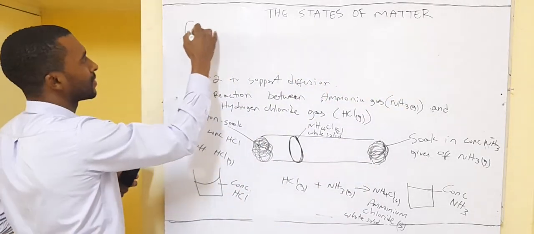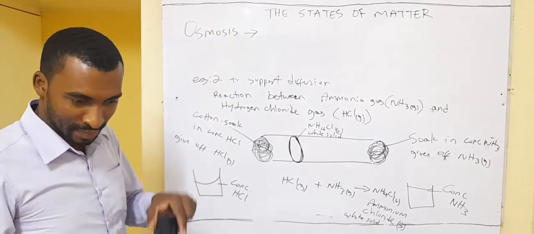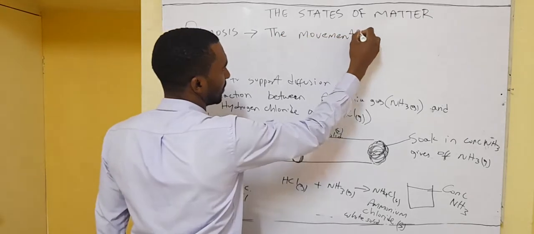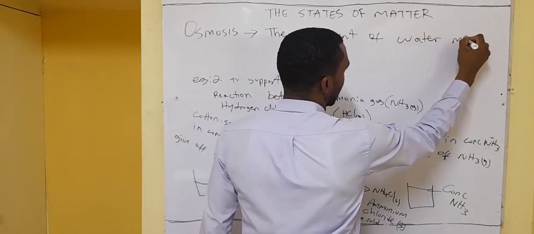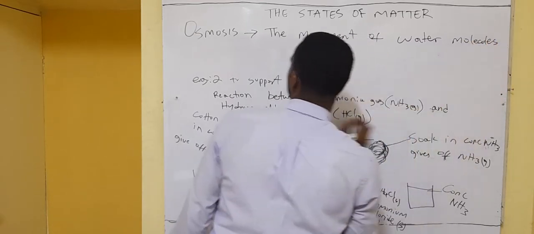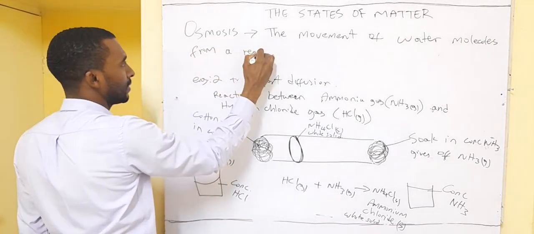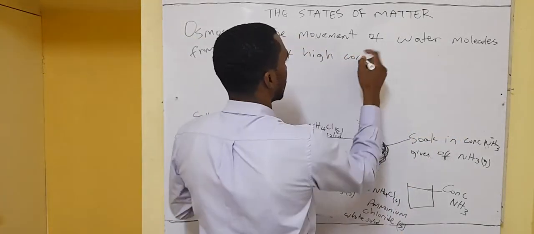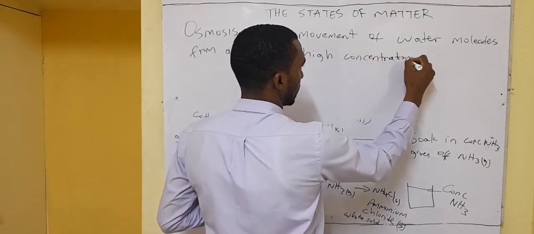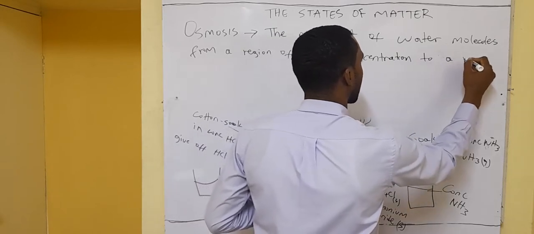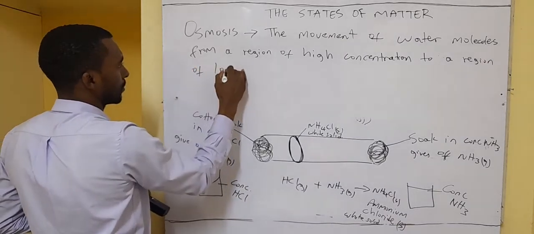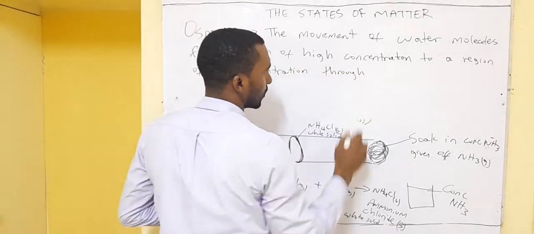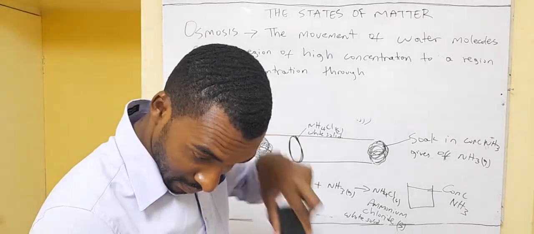So, Mr. Hardy, what's osmosis? Movement of, think of water molecules through a membrane, something like that. Movement of water molecules from a region through what? A differential permeable membrane.